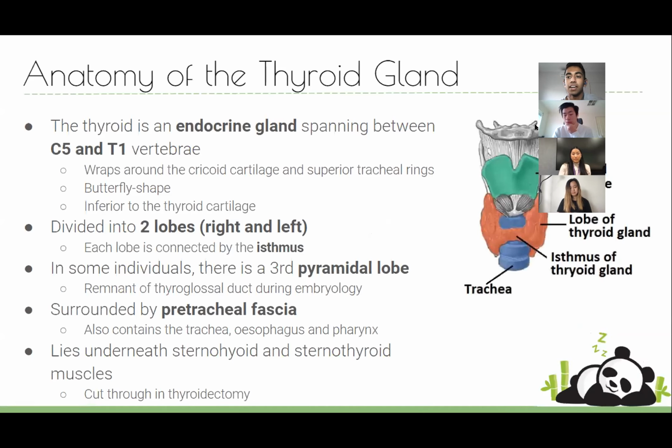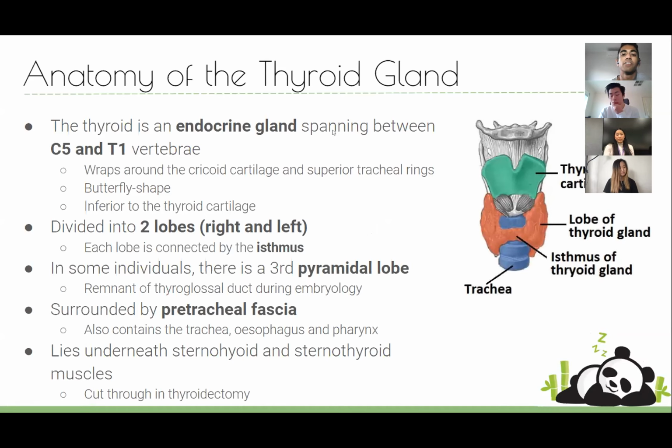So we'll start off with the anatomy of the thyroid. The thyroid is one of our main endocrine glands. It sits in our neck between C5 and T1 vertebrae. They're pretty good landmarks for where the thyroid gland will sit. And it wraps around our cricoid cartilage. So we can see here that we've got our thyroid cartilage, and then we've got our cricoid cartilage below it, and then we've got the thyroid wrapping around the cricoid cartilage, as well as our tracheal rings.